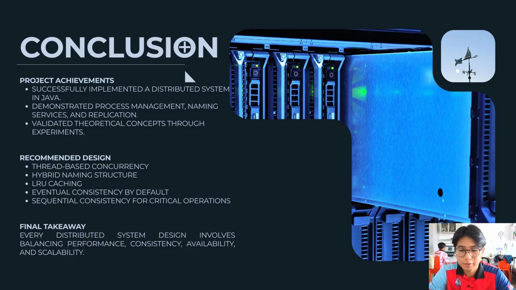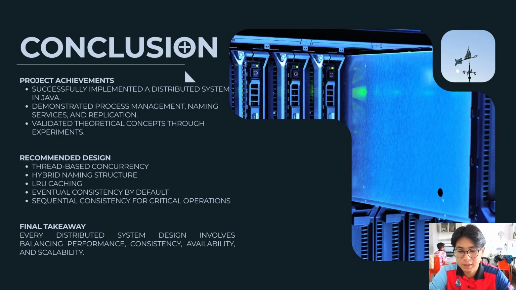Based on our findings, we recommend a hybrid architecture consisting of thread-based concurrency, a combination of flat, structured, and attribute-based naming, LRU caching for frequently accessed resources, and configurable consistency, where eventual consistency is used by default and sequential consistency is reserved for critical operations.